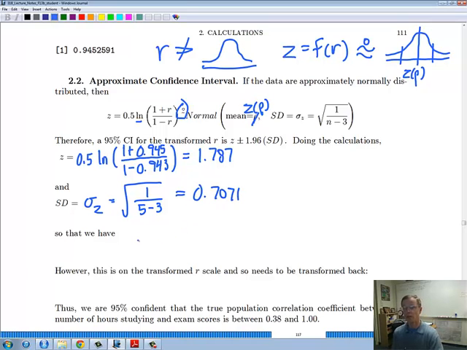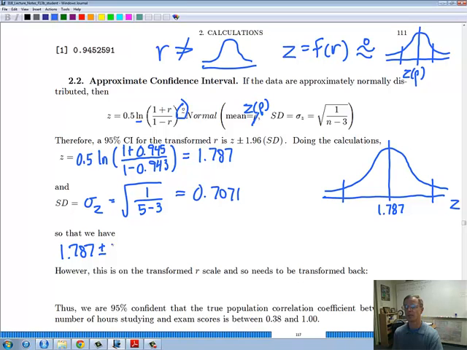0.7071. Okay, so when I come over here then, let's go ahead and enlarge the diagram so that on the bell-shaped axis, I actually have a 1.787, and then I'm going to add and subtract 2 times this guy right here. So 1.787 plus or minus, we use a more exact value, 1.96 times 0.7071, which is going to give us about 0.4 up through 3.17 is what this interval turns out to be.